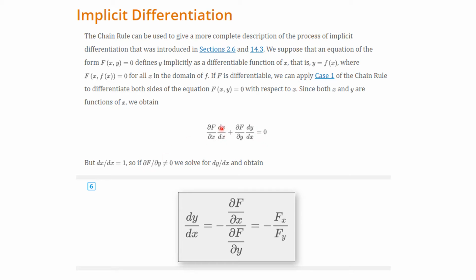Now, this is 1, and if this number here is not equal to 0, we can actually solve for dy/dx in much the way we did before. We put this number on the other side, it would be negative, and we divide by this, and so we obtain this result. dy/dx is equal to the negative of the partial of capital F with respect to x divided by the partial of capital F with respect to y, or written in a more compact form, minus F sub x over F sub y.